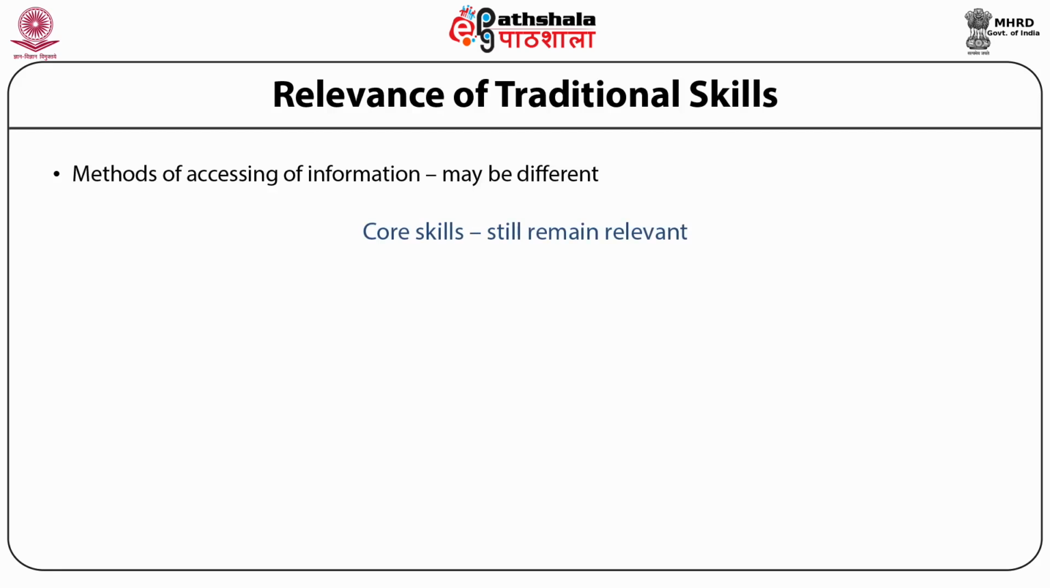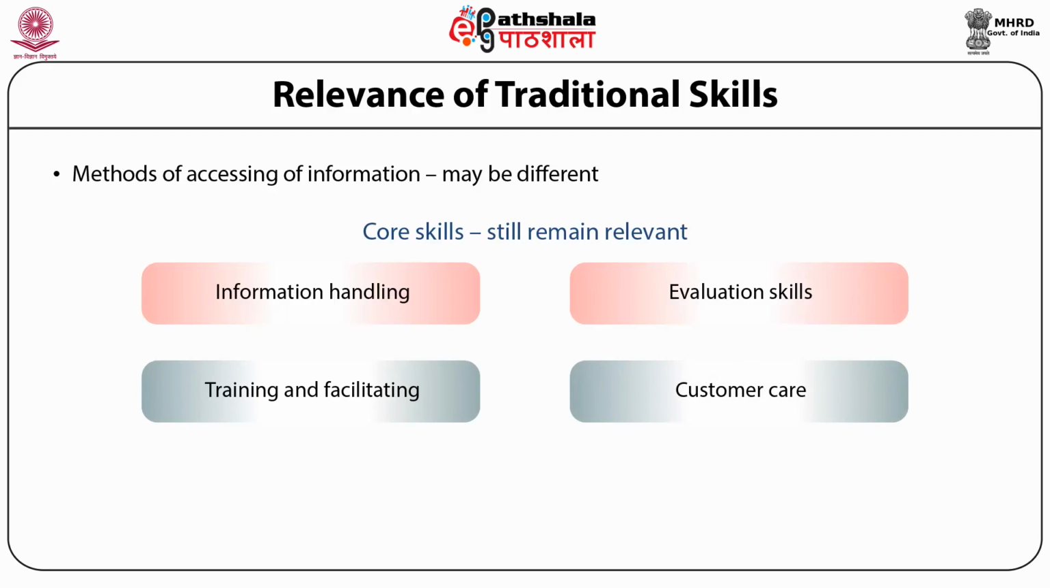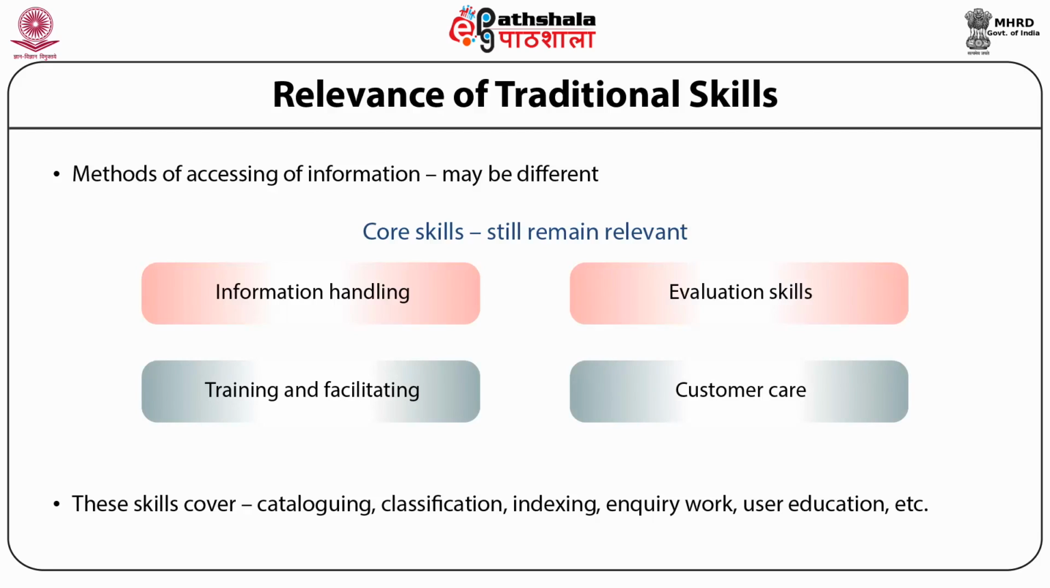The core skills traditionally associated with information professionals, which include information handling skills, training and facilitating skills, evaluation skills, and concern for the customer, are still relevant. These skills cover cataloging, classification, indexing, inquiry work, and user education, etc. All these functions, if managed by librarians, will help to make the internet an easier place to navigate.